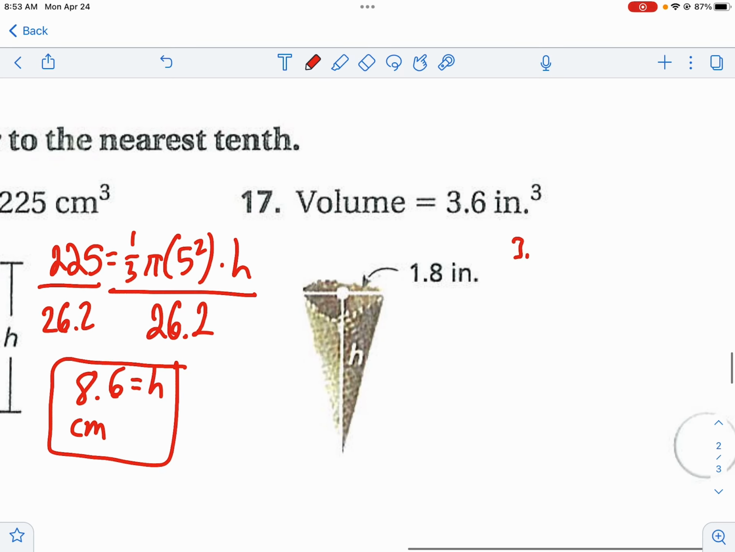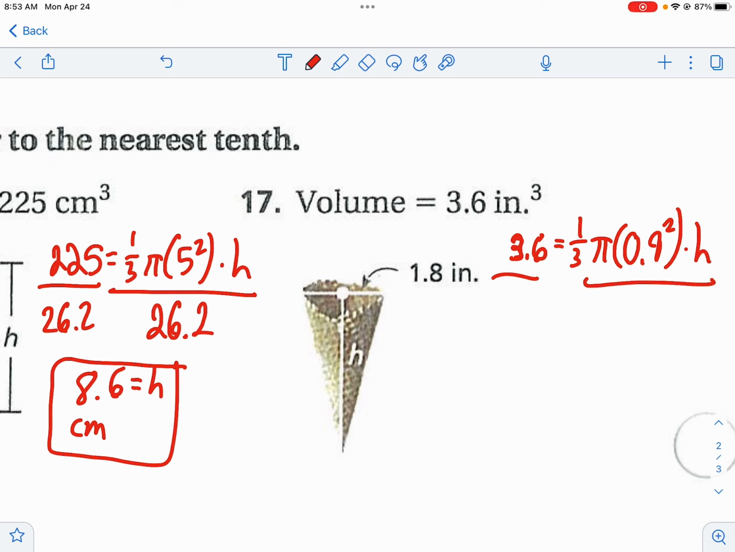This last one, we're given that our volume is 3.6. That would be equal to 1/3 times pi times the radius, so the diameter is 1.8, so that would be 0.9 squared times the height. Divide both sides by this number, that would be 0.9 squared times pi, and then I would divide that by 3. It's about 0.848. Take that 3.6 number divided by that 0.848 number, I get 4.2 inches is my height.